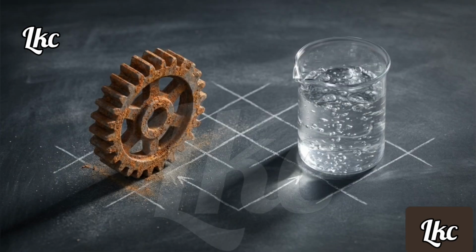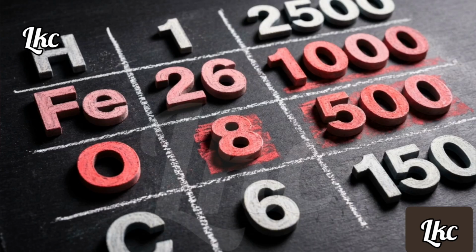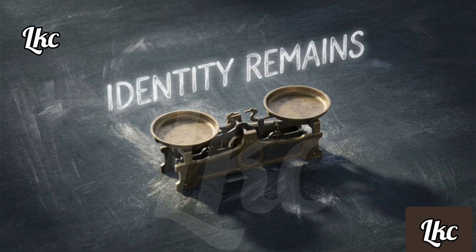To resolve this, we will apply a more rigorous method to a complex reaction, iron reacting with water to form iron oxide and hydrogen gas. This graphic shows our unbalanced equation alongside a ledger tracking our atomic inventory. Looking at the iron row, we have 1 atom on the left but 3 on the right. The oxygen row shows a similar deficit, 1 on the left, 4 on the right. The ledger proves the mathematical model is out of sync with reality. We must correct the math without altering the chemical identity of the substances involved.